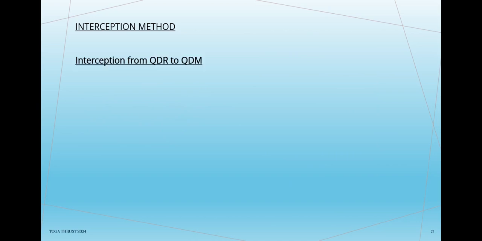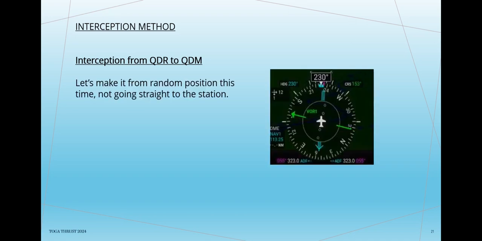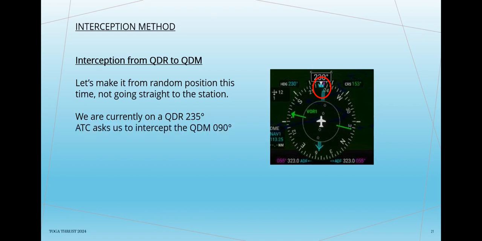Interception from QDR to QDM. Let's make it from a random position this time, not going straight to the station. We are currently on a QDR 235 degrees. ATC asks us to intercept the QDM 090 degrees. We want a QDM? Mary is swinging.